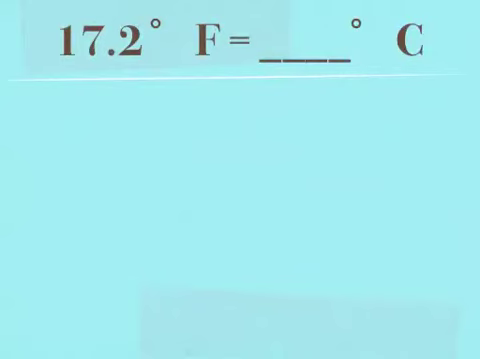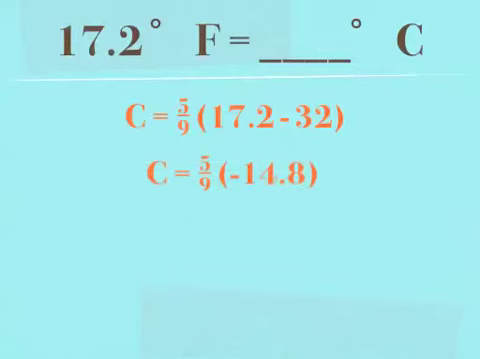The next example says, you are given that we have 17.2 degrees Fahrenheit, and we want to find what it would be in degrees Celsius. Plug in 17.2 for F in your formula. You have Celsius equals 5/9 parentheses 17.2 minus 32. When we subtract 17.2 minus 32, we're going to have a negative answer. It is negative 14.8. Just like what I have done before, I'm going to put my number over 1 so that I can multiply. So I have 5/9 times negative 14.8 over 1.